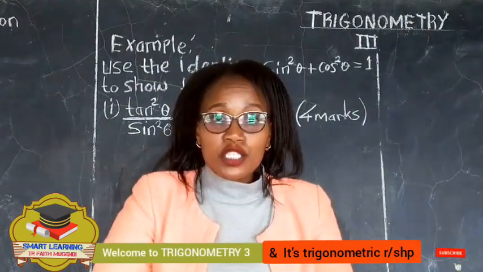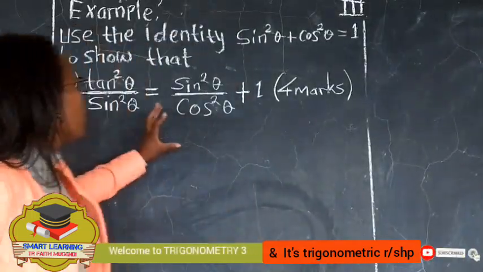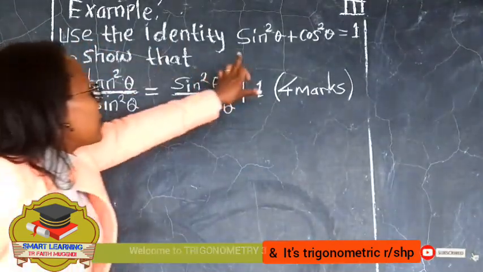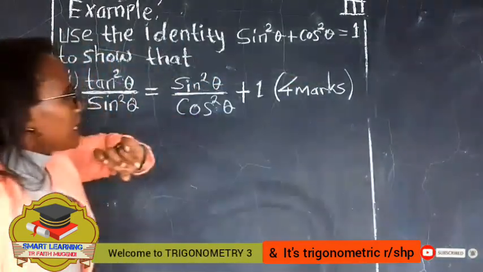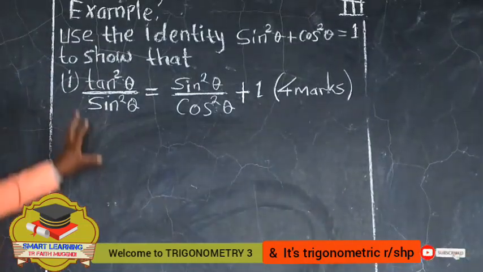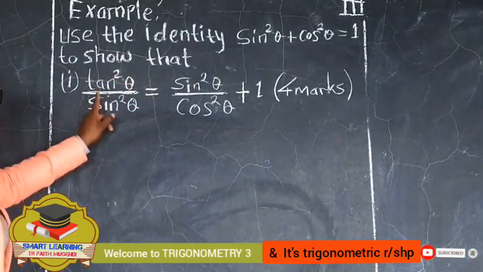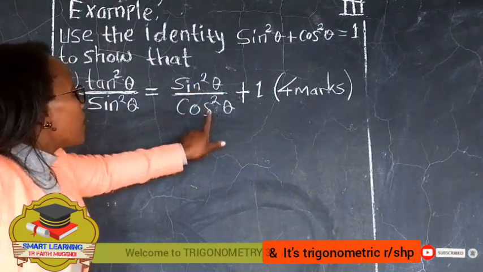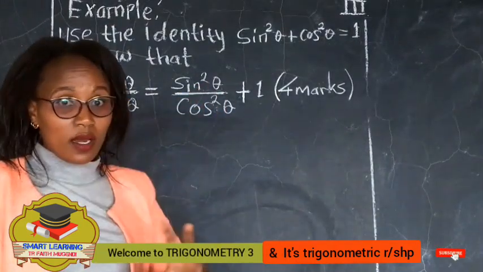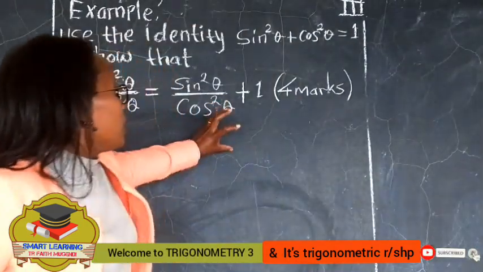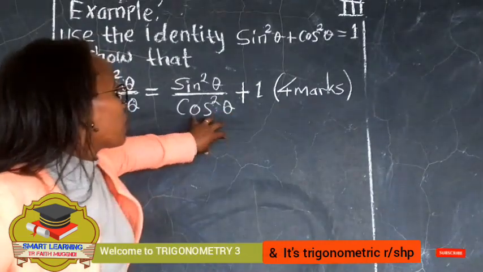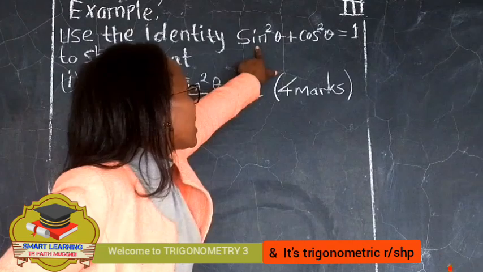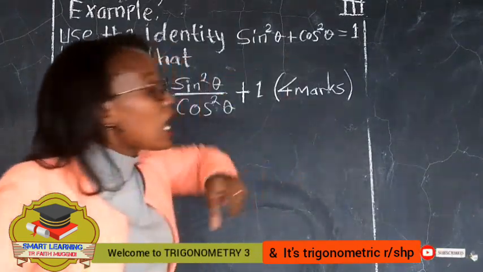So in this tutorial we are going to try to answer this question where you are told to use the identity sin squared theta plus cos squared theta equals 1 to show that tan squared theta over sin squared theta equals sin squared theta over cos squared theta plus 1. So before we deal with this question, we need first of all to show how to derive this relationship sin squared theta plus cos squared theta equals 1.